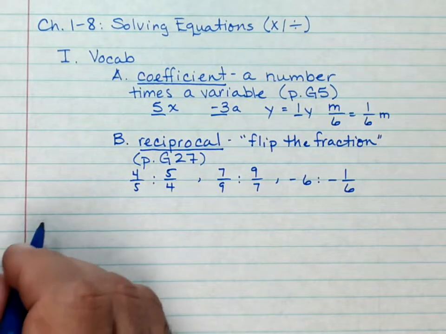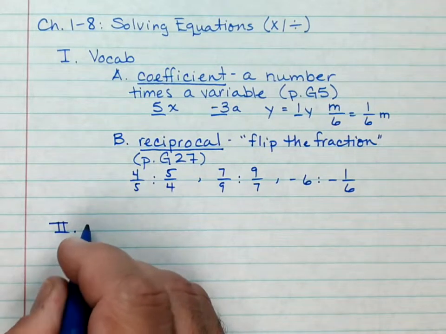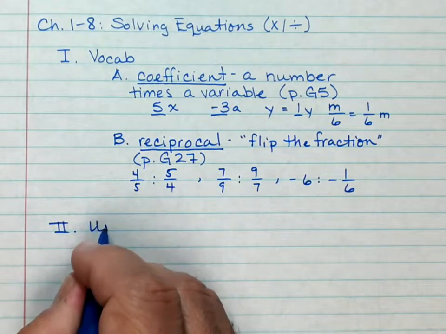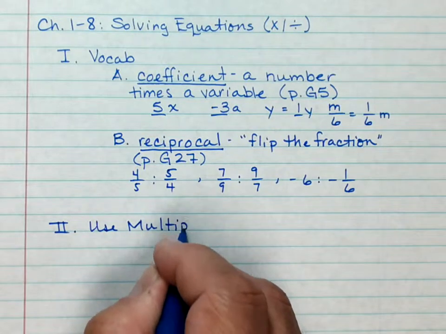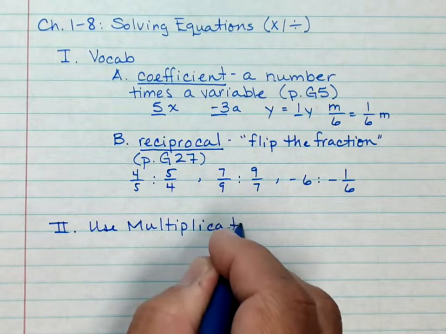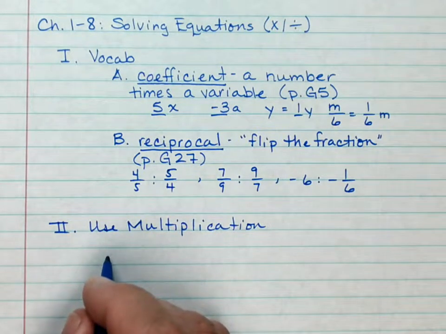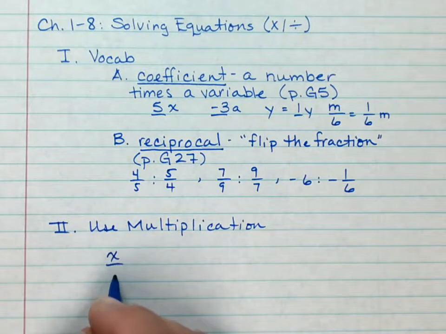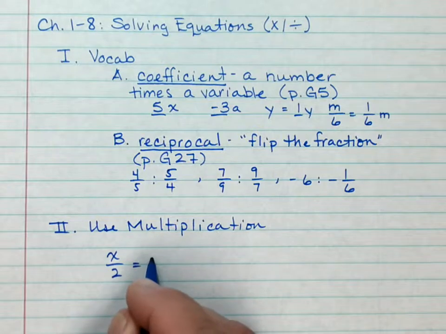Now let's do some actual math. Some of these might be the same as what we had in class. So here we're going to use multiplication to solve this. I'm going to give you a division example. X divided by 2 is equal to 12.